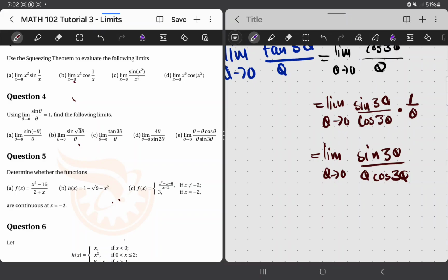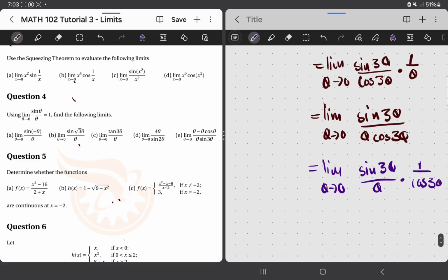We'll say, okay, what will I have here? The first thing which we said is you can split the cos theta. It's not a problem. So it's going to be the limit as theta goes to 0 of sine 3 theta over theta times 1 over cos 3 theta, like this. Okay?